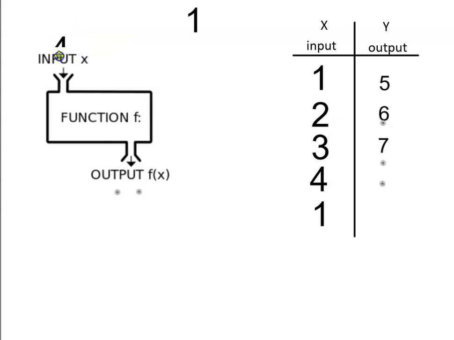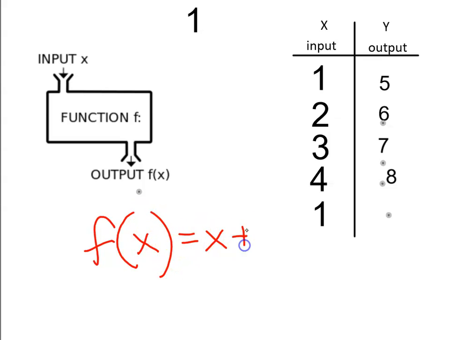Well, if I put in a 4, do you know what's going to come out? That's right. Out comes an 8. Now, we have an idea that this function machine adds 4 to all of my inputs. So we could write it like this. We could say that our function, which requires an input of f, takes that input and adds 4.